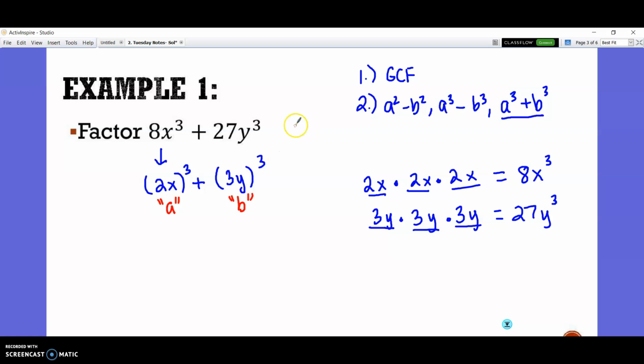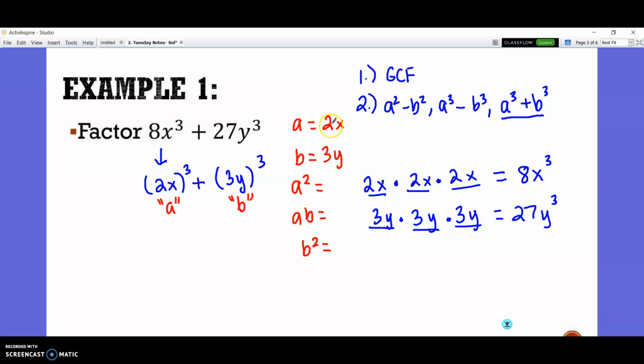Once you figure out that, I want you to write out a and b out to the side. So a was 2x, b is 3y, and then you need 3 more things. You need a squared, ab, and b squared.